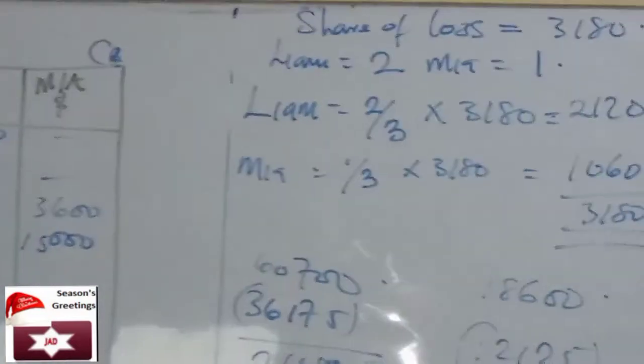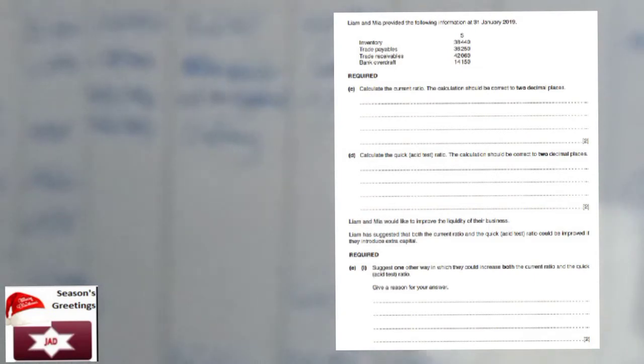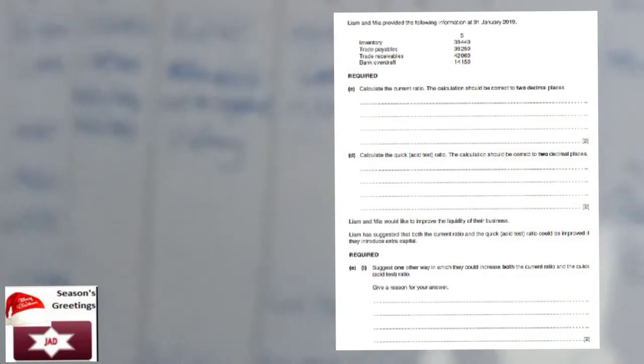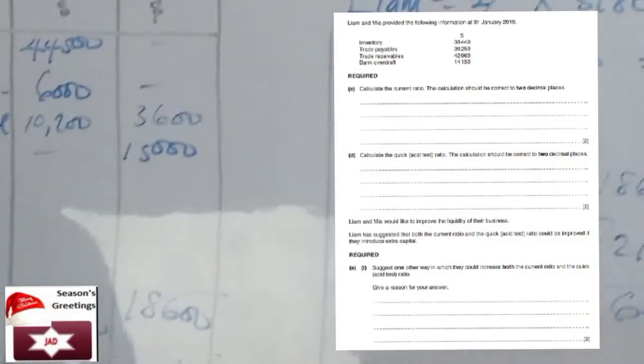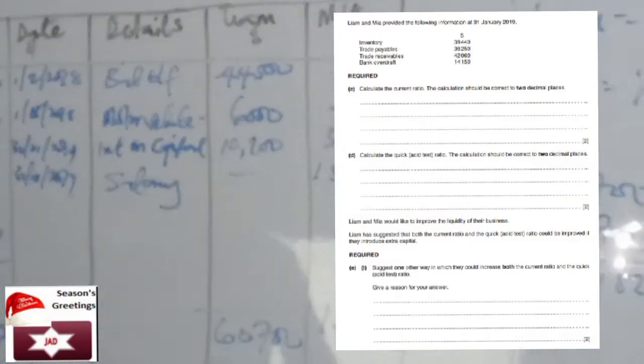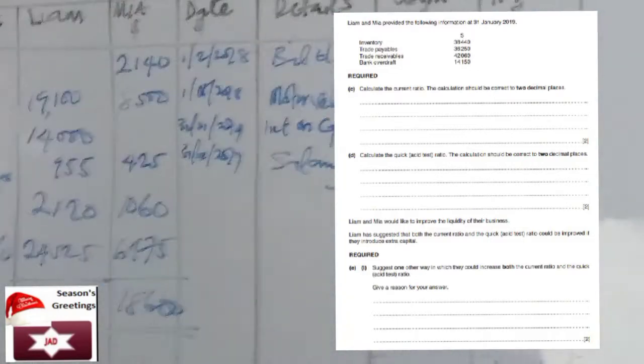So that is it for requirement B. Now requirement C. They are saying that Liam and Mia provide the following information at 31st January 2019: inventory 38,440, trade payables 38,250, trade receivables 42,060, bank overdraft 14,150. Calculate the current ratio.